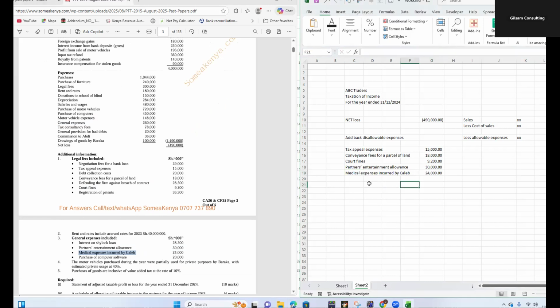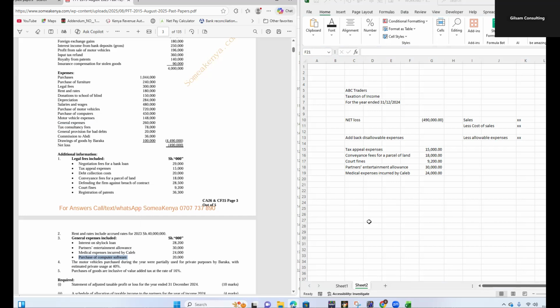24,000. Now, purchase of a computer. They have subtracted 20,000 as an expense in their P&L, but is a computer an expense? Is a computer an expense? Where did you do financial accounting? We'll fail that teacher now. It is not an expense. A computer is an asset.